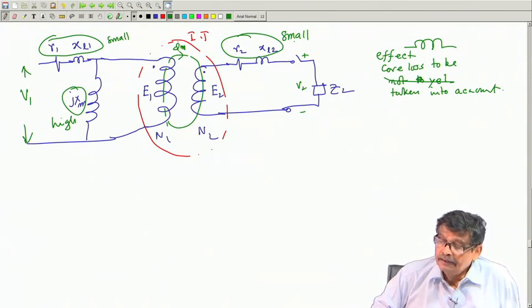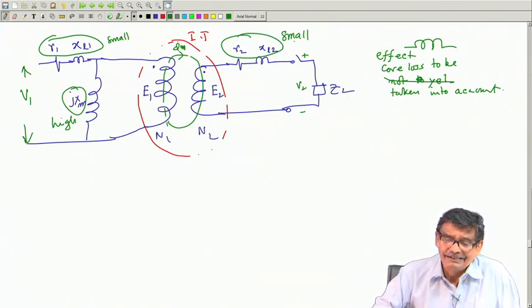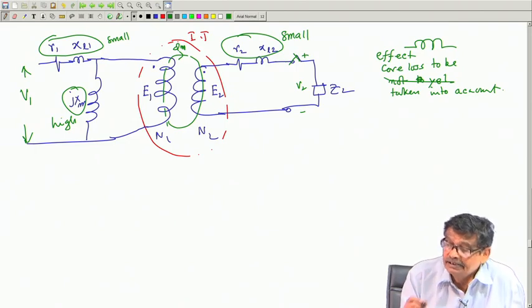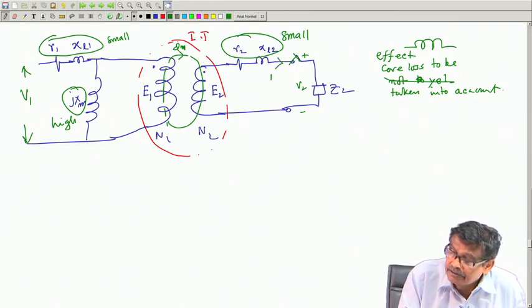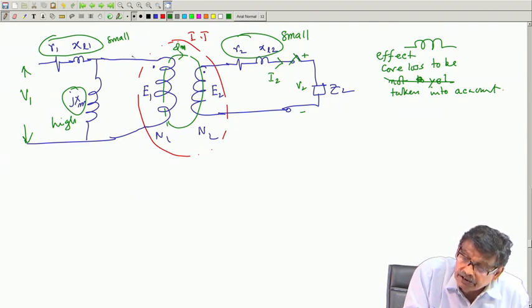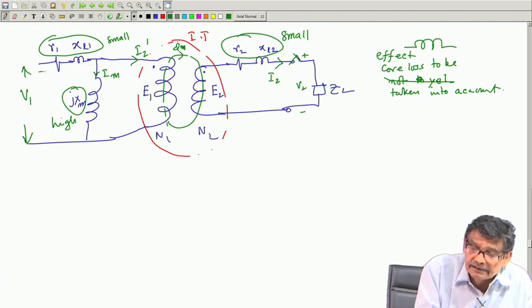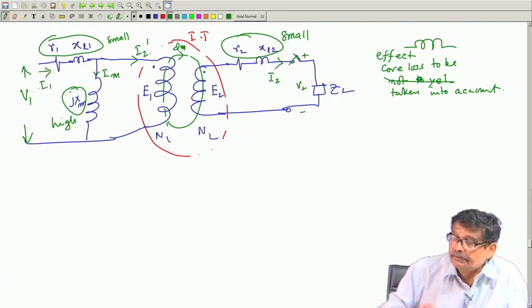Okay. Now, in this case, once again, suppose S2 is closed, what will be the thing? There will be some current I2 here. The moment I2 flows through the secondary of the ideal transformer, I2 dash will flow through the primary of the ideal transformer, and this current is Im and this current is I1, that is what is going to happen.